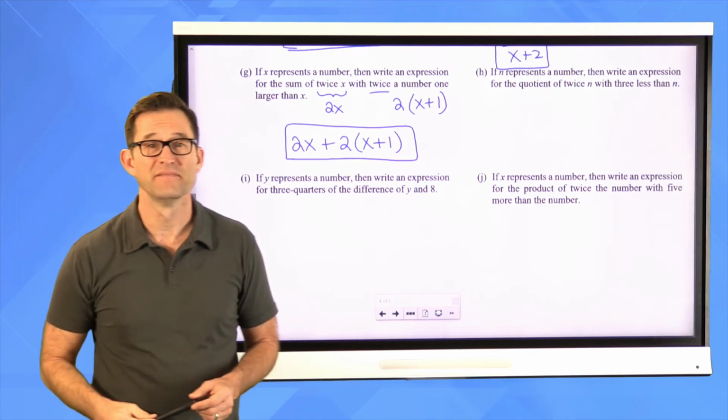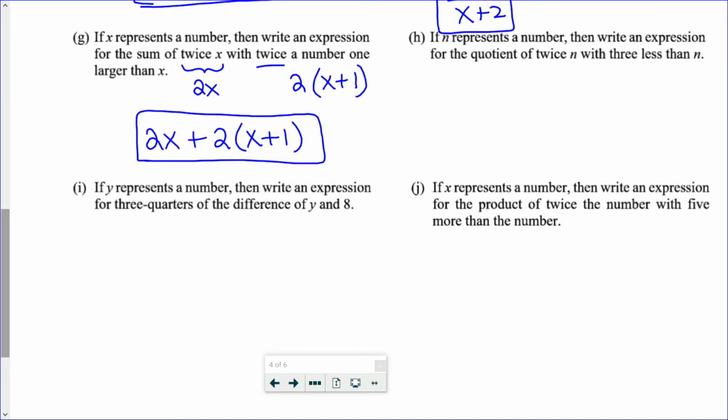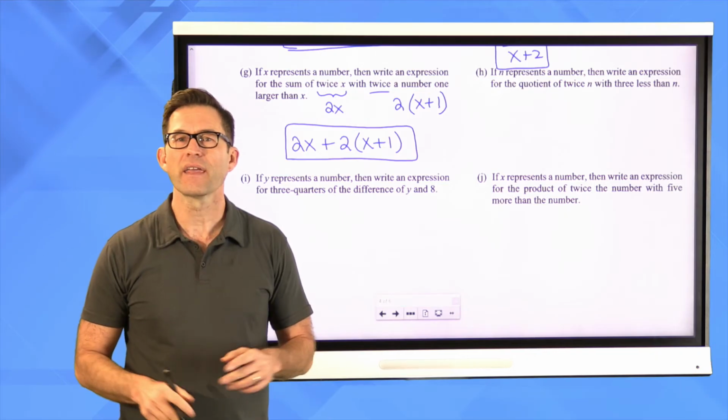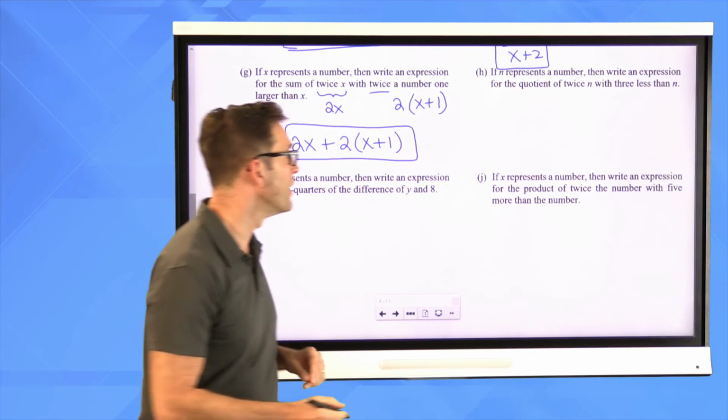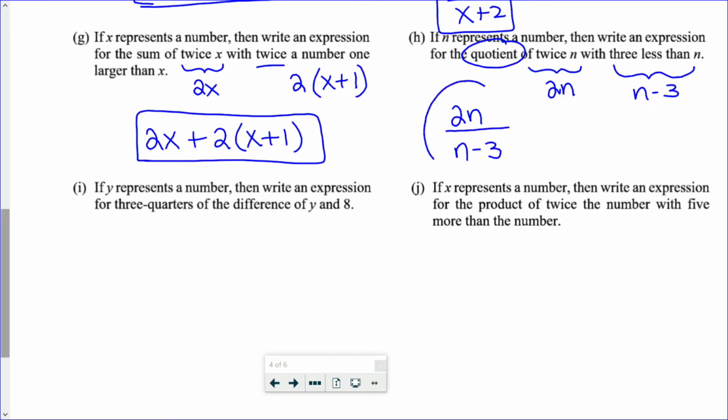All right. Let's take a look at letter H. If n represents a number, then write an expression for the quotient of twice n with 3 less than n. Again, we'll worry about the quotient in just a moment. Twice n, that's simple enough, that's 2n. 3 less than n, that's n minus 3. And quotient means to divide. So we'll have 2n divided by n minus 3.